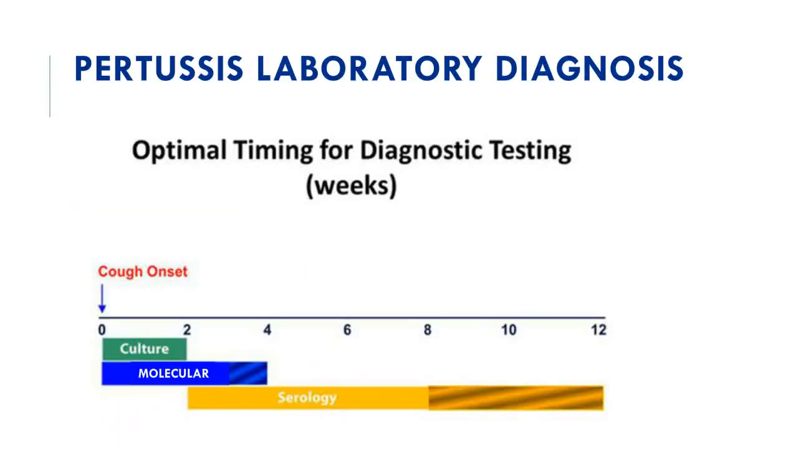Now, for pertussis laboratory testing, you can see here I've shown you a timeline of the optimal testing for diagnosis in weeks. You can see where the cough onset is. Culture, again, will be positive during the first 2 weeks, maybe into the 3rd week. Molecular testing will be positive out to 4 weeks. And then serological testing can be helpful later in disease in order to document infection, but again, will not help you early on with diagnosing Bordetella pertussis infection.